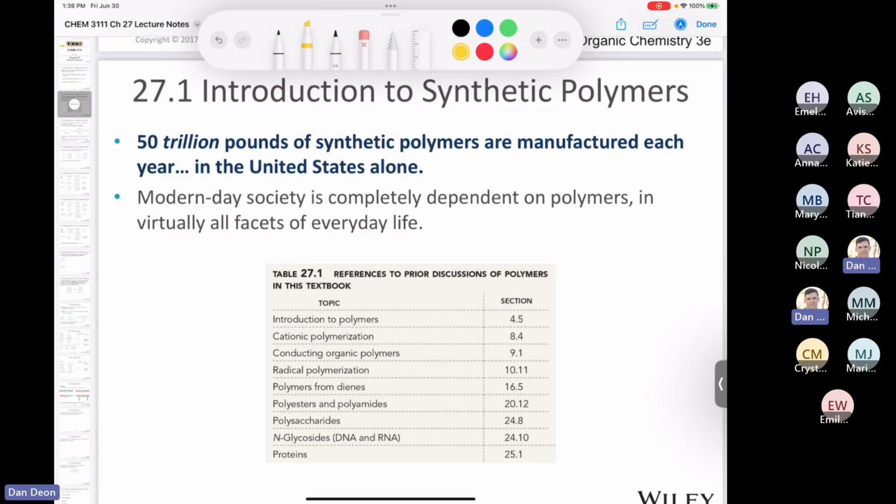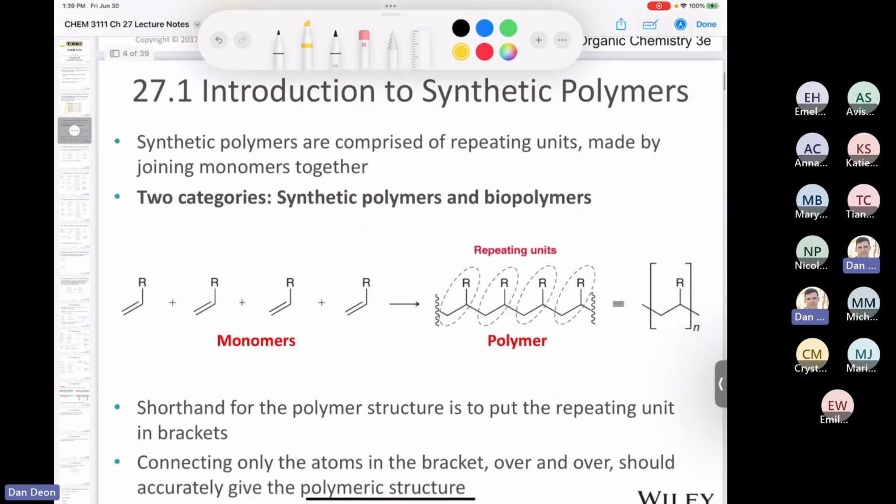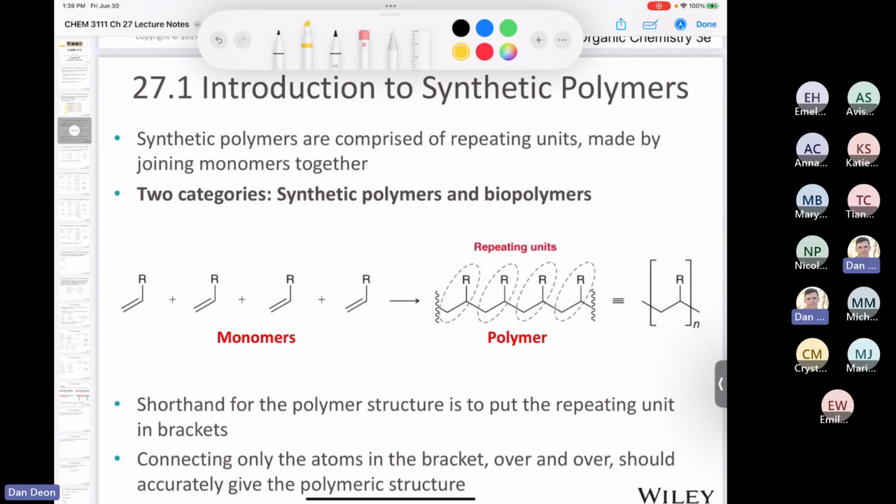Now, if you want to go back in the textbook and look at some references to polymers that came up earlier on, you can see that it did come up a few times. As far back as chapter 4, and there's a smattering of mention of polymers all the way up to chapter 25. So if you want to go back and take a look at that, I recommend taking the time to do that. But let's get started into some of the content in this chapter.